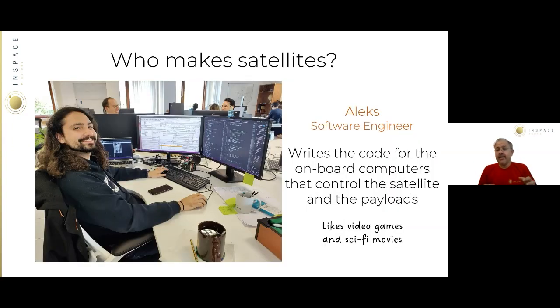There is Alex. He's a software engineer like me, and he writes the software that goes on the computers in the satellite that will allow you to control the satellite itself, and then it'll allow you to control the cameras and all the radios on board.